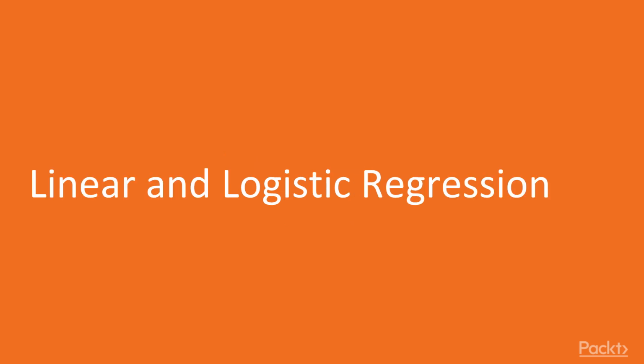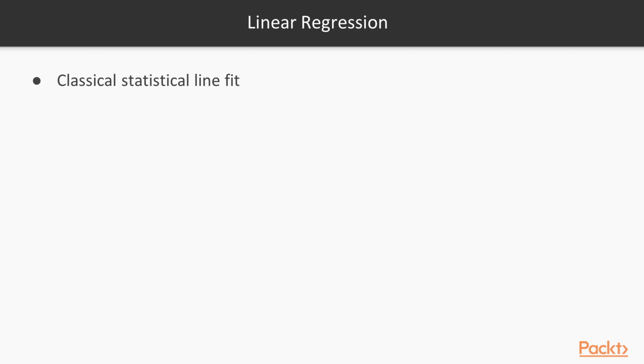Hello. Now we'll briefly discuss regression, linear and logistic. These are statistical fits to data, different models, and error measures. These are often good first machine learning techniques. Linear regression is fitting a line to data, minimizing least square error. This is a standard technique in statistics.